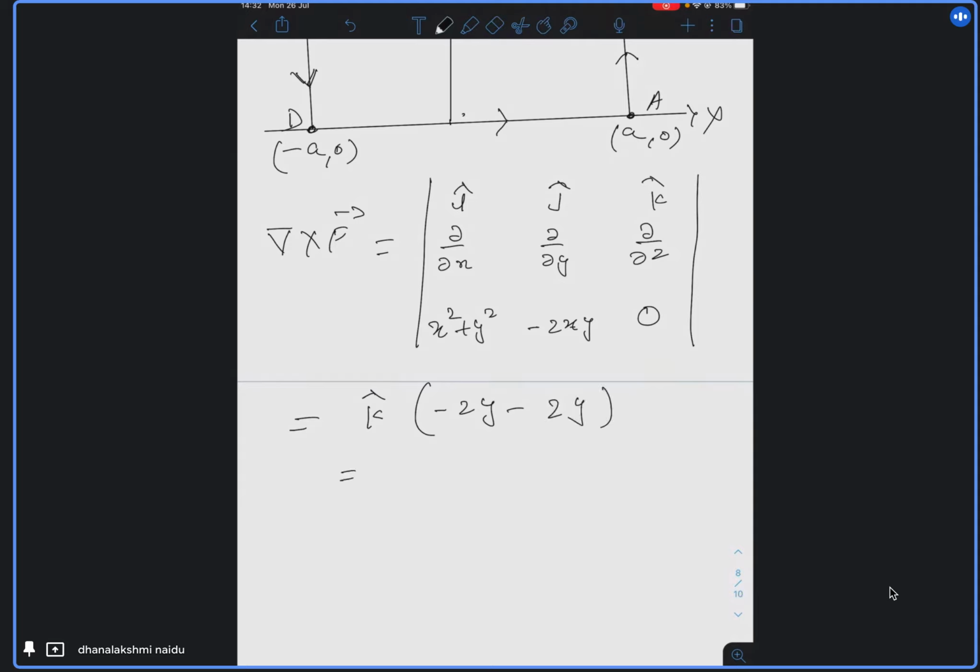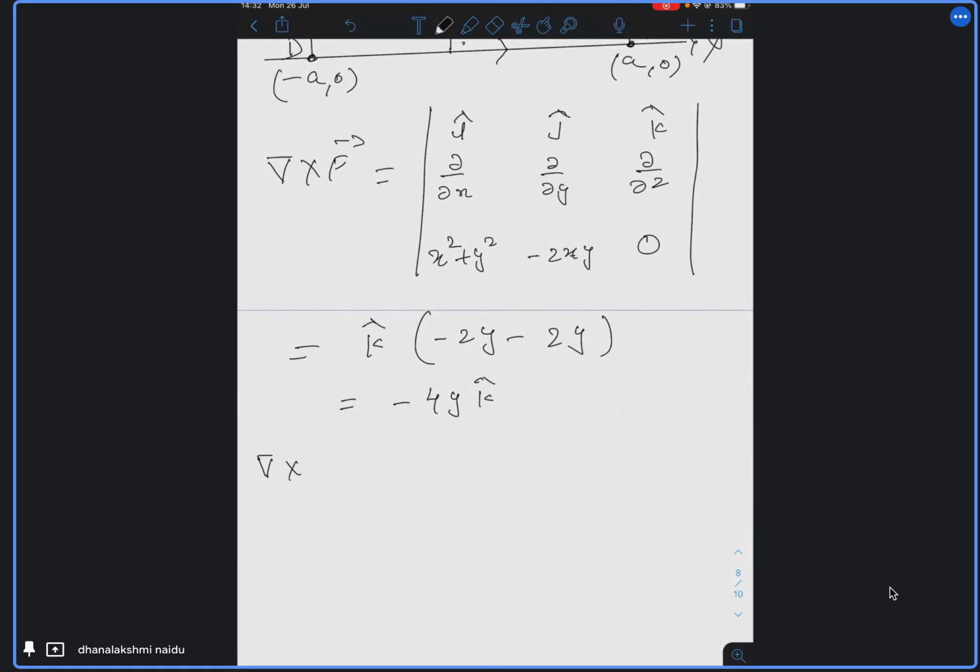So that is minus 4y k cap you will get. Then minus 4. Now your del cross f bar dot n bar will be equal to what? N bar is how much? It is k cap only. So this will be minus 4y only, this y. And ds is nothing but dx dy.